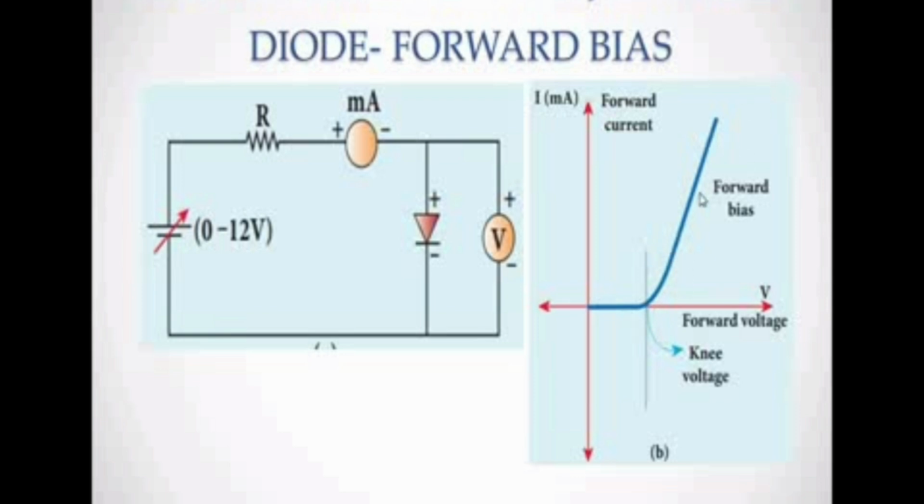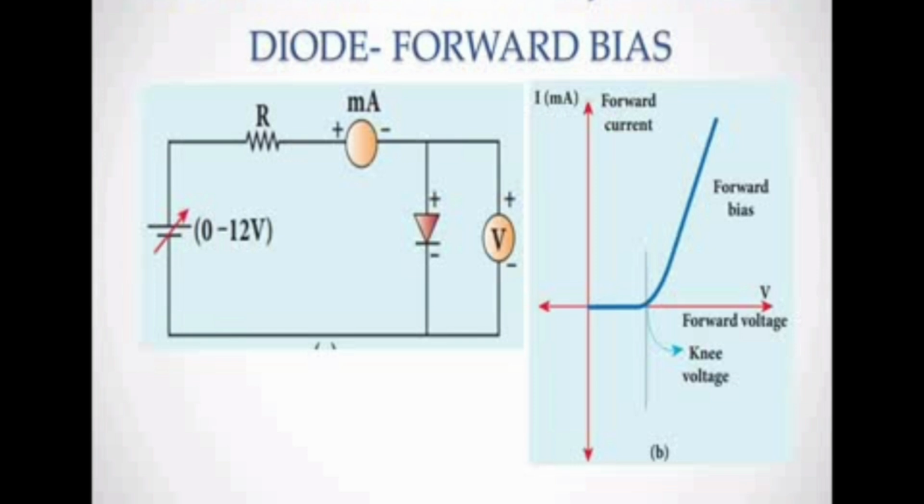This voltage is called the threshold voltage, or cut-in voltage, or knee voltage. So you can say it's a knee voltage or threshold voltage or cut-in voltage. From that we can conclude that the knee voltage for germanium is 0.3 volt, and for silicon it is 0.7 volt.